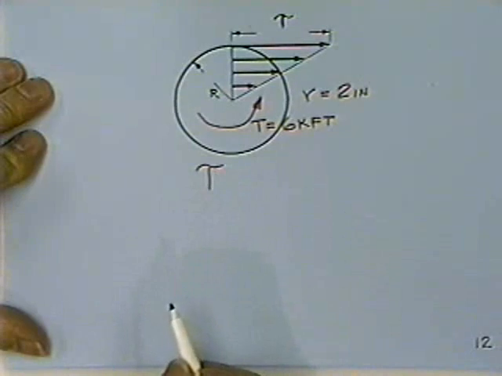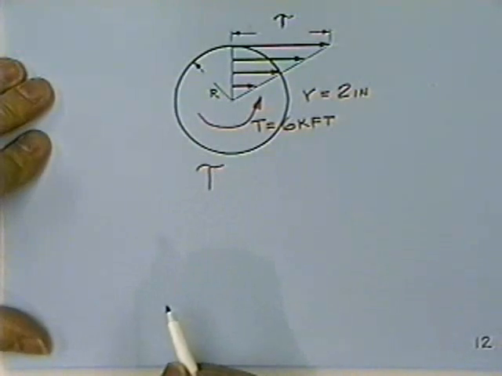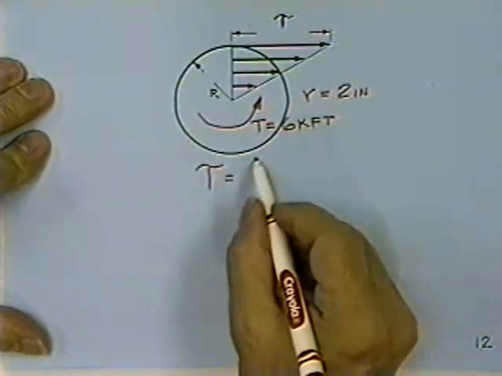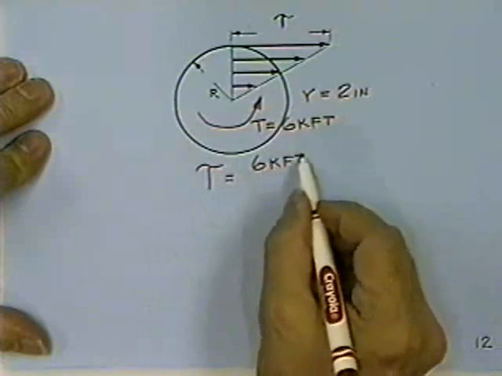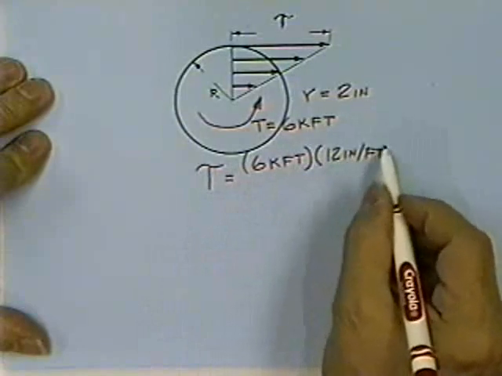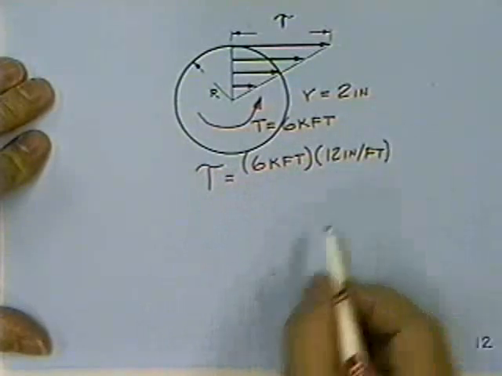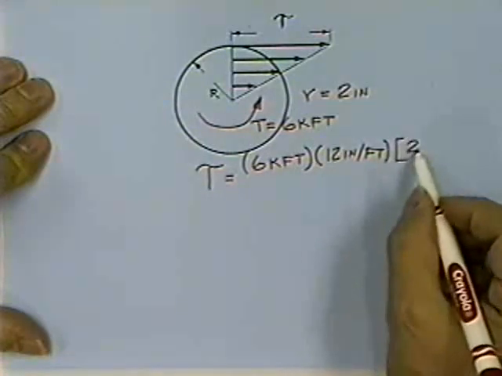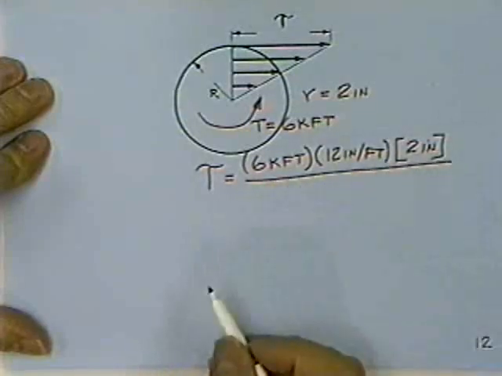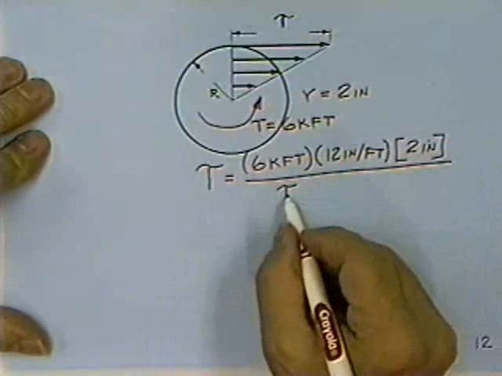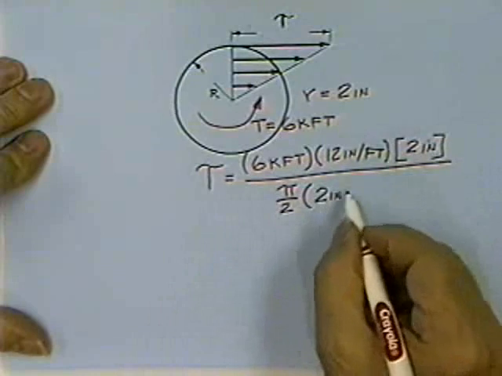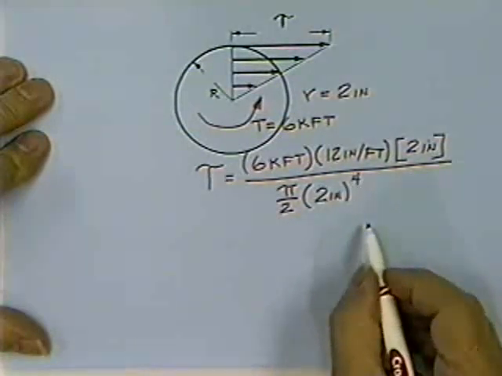What matters on the bar about what it's made out of is whether it will withstand this magnitude of shearing stress. In our case, we'd be talking about 6 kip feet times 12 inches in a foot. Now there's our torque. Then we multiply that times the radius, 2 inches, and we divide it by the polar moment of inertia. Polar moment of inertia is pi over 2 times the outside radius raised to the 4th power.